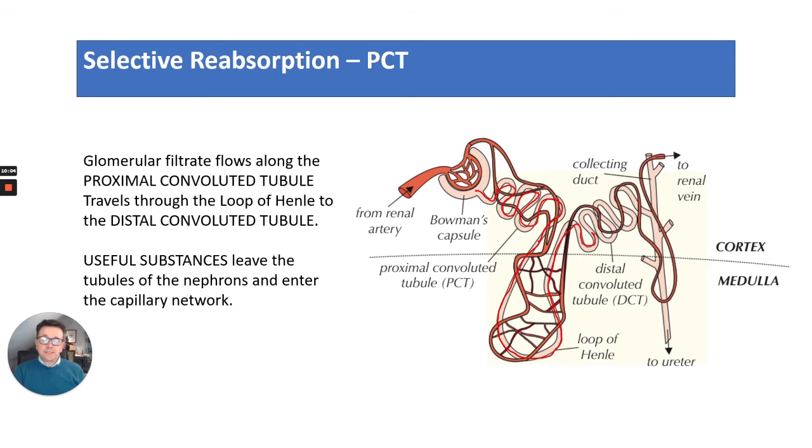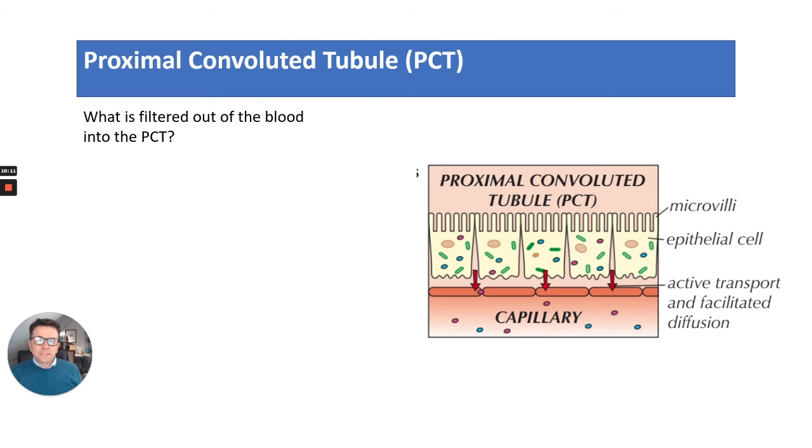Useful substances do leave the tubules of the nephrons, and they need to enter the capillary network. So what is filtered out of the blood into the PCT? Well, we've already said what kind of things were filtered out: water, amino acids, glucose, urea, and inorganic ions. Looking at that list, you want things like water, glucose, and inorganic ions to be reabsorbed. You don't want urea to be reabsorbed, because that's the poisonous waste that you're trying to get rid of.